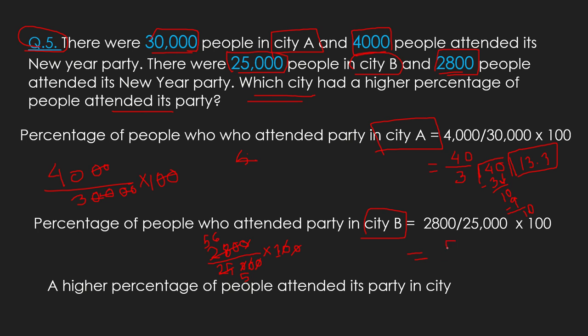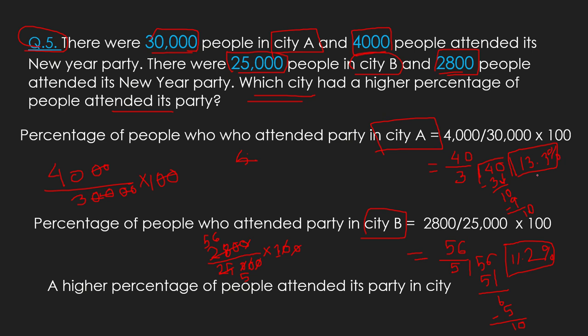56 divided by 5. Now we need to divide. 5 is 1 times 5. Now we bring down 6. 5 is 1 times 5. Now we subtract, 1 here, then 0 here. So 10, 5 is 2 times, that means 11.2%. This is also a percent, guys.